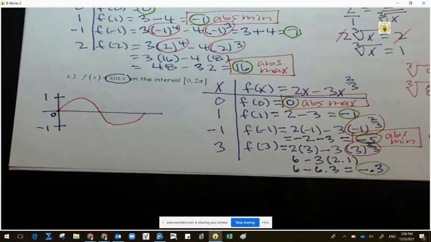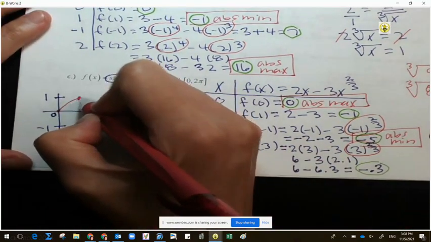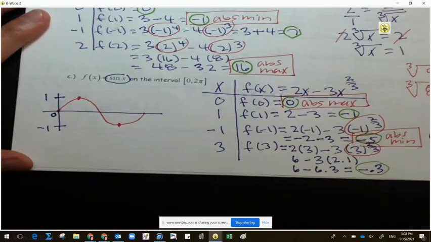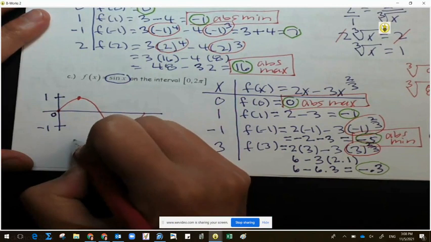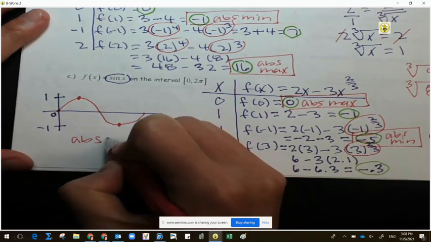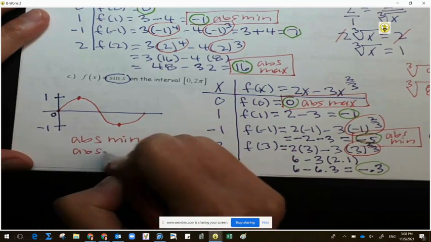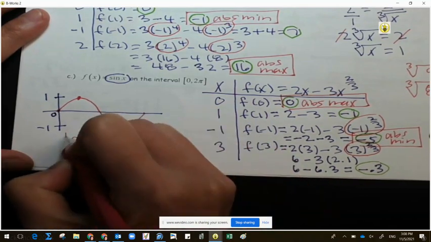And just by looking at this, can we all say that is our absolute maximum? Can we all say this is the absolute minimum? So without doing any work, because we know the parent function, the absolute minimum is negative 1. The absolute maximum is 1, and that's it.